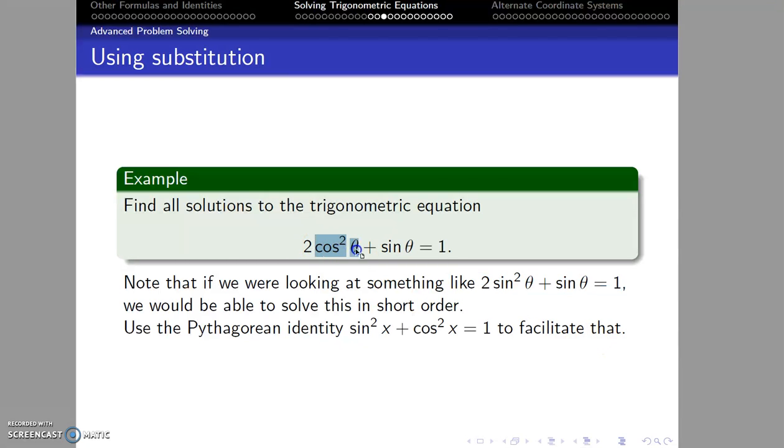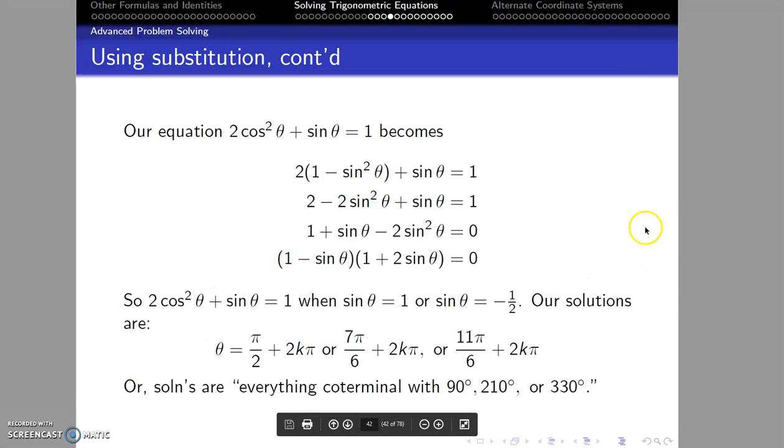So we can turn cosine squared theta into 1 minus sine squared theta. So let's do that. 1 minus sine squared theta goes in for cosine squared theta. And doing a little bit of factoring, a little bit of maneuvering, you distribute this 2, you bring this 1 over to be 1 here after it subtracts out of the 2, and do a little bit of factoring, and you come up with these solutions here. So I'll give you a second to look over this.